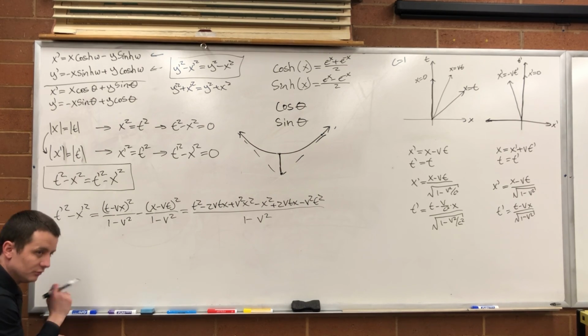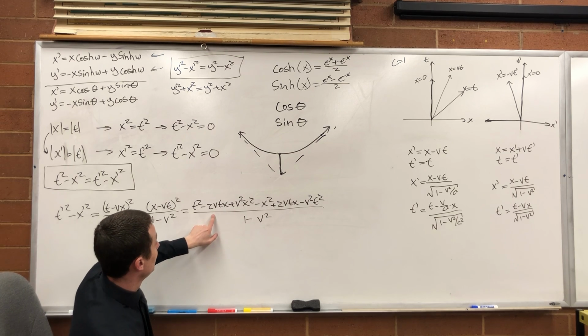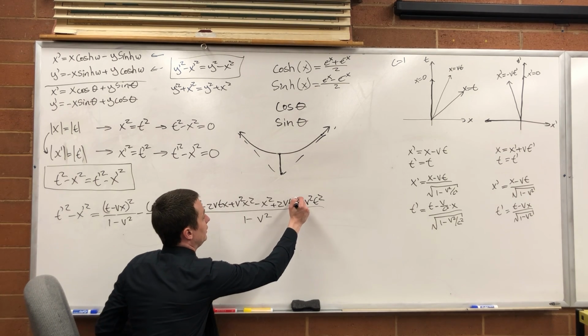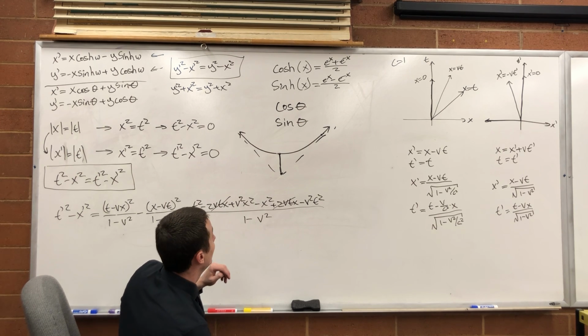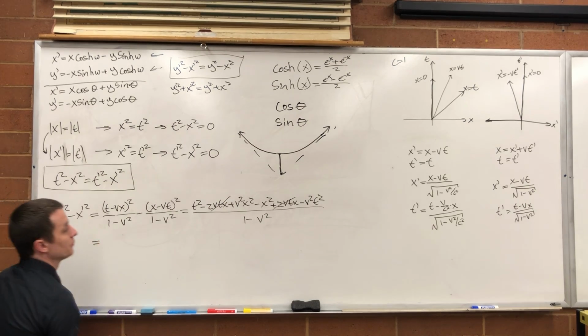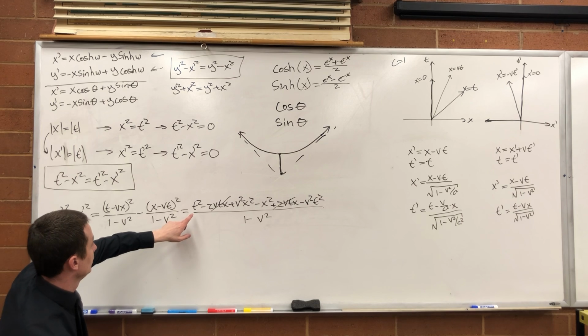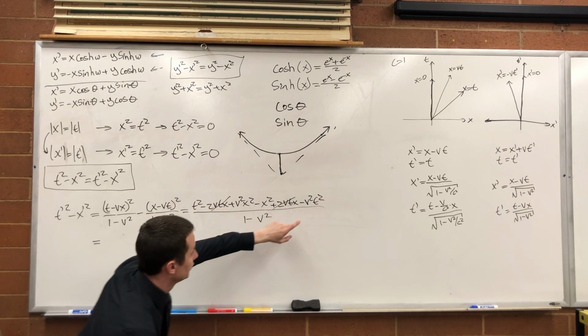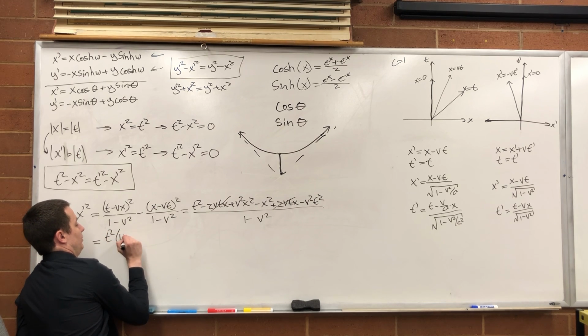Okay. That's what we're showing. So minus 2vtx plus 2vtx, that cancels with that. All right, we got that. This is equal to, let's collect all our t terms first. So we have a t squared minus v squared t squared. So factor t squared out of that. So we got t squared times 1 minus v squared.